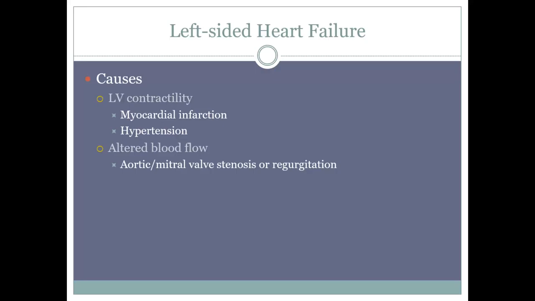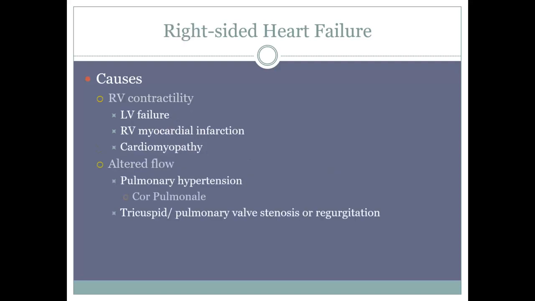Again, that's due to contractility issues with the left ventricle, or it could be due to altered blood flow issues going through the aortic or the mitral valves. We'll talk about that towards the end of the lecture. In right-sided heart failure, the point of origin of dysfunction is on the right side of the heart, particularly the right ventricle, which can be caused by right ventricular myocardial infarction, for example, or cardiomyopathies. The same would apply to left-sided as well.